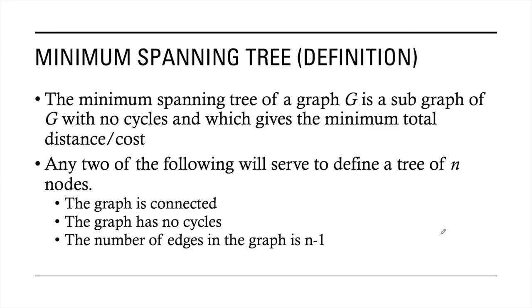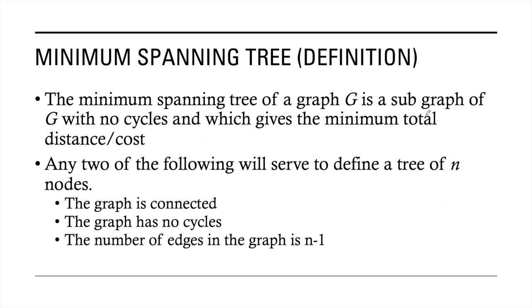So once you know the definition of a tree, what is now a minimum spanning tree? So let me read. The minimum spanning tree of a graph G is a subgraph of G with no cycles and which gives the minimum total distance or cost. Okay? So if you have a graph G, the minimum spanning tree of graph G is a subgraph of G. So what does that mean? Well, in literal terms, you can find the minimum spanning tree within the graph.